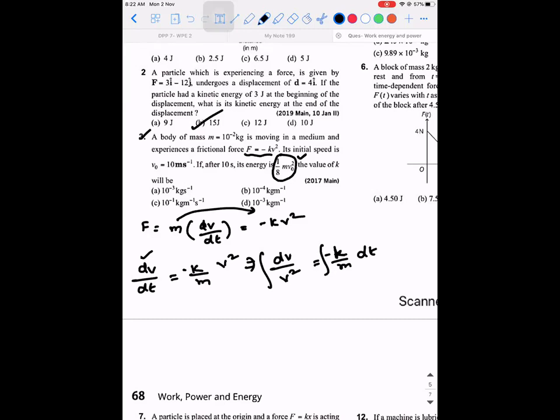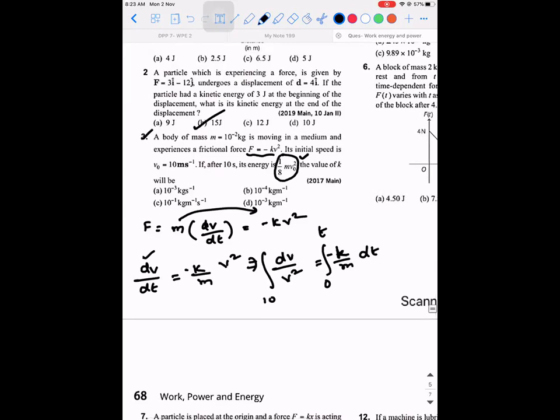Yes, Harish, you're there? Yes, sir. So how do I need to integrate it, from where to where? From time 0 to time t, where t is 10 seconds. I will substitute that later. The initial velocity at t equal to 0 is 10. And what we need, they told us, is that the final kinetic energy is half m v naught square. Let's call the final velocity vf.